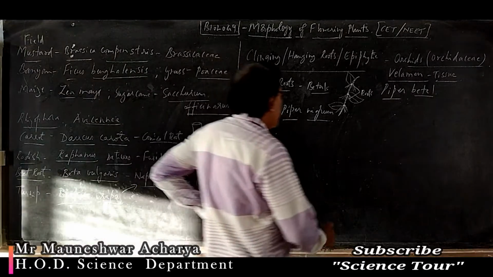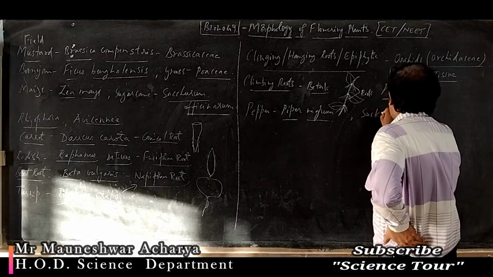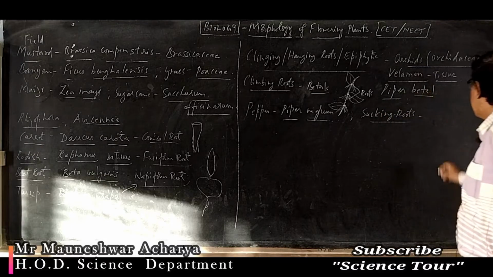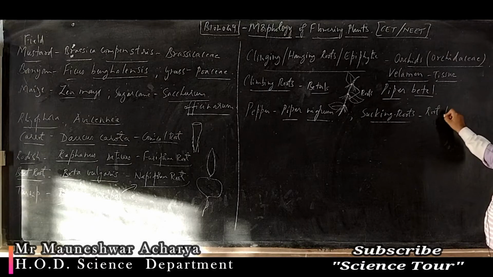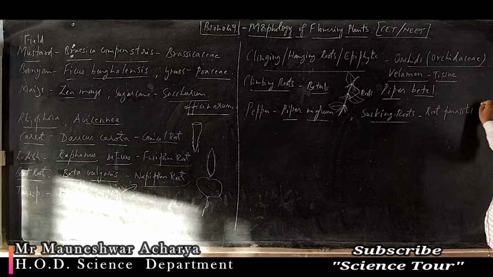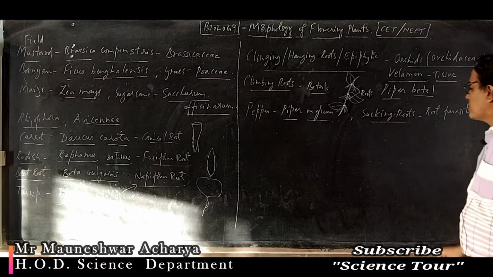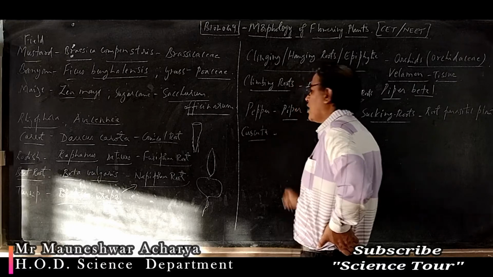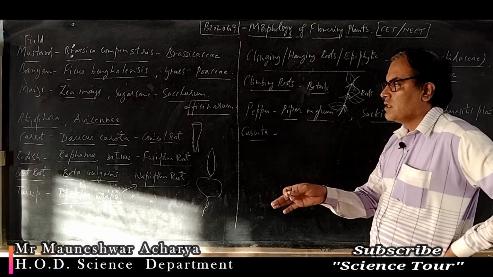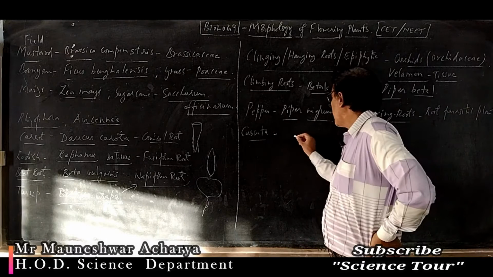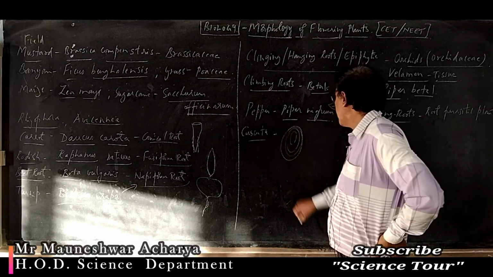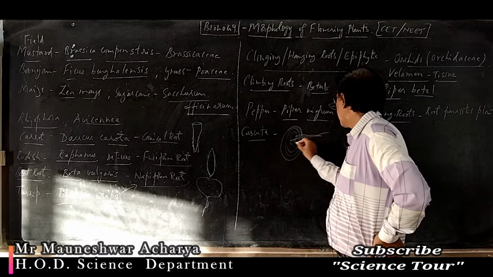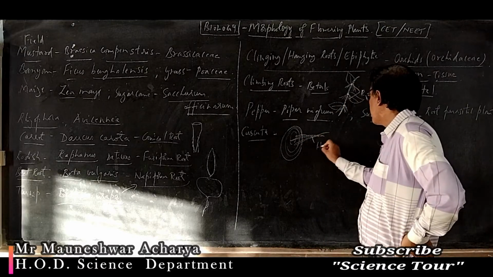Sucking roots, in case of root parasitic plants, such as Cuscuta. What is that plant name? Cuscuta. See, this Cuscuta has roots, and these roots go into the host plant. They have a root-like structure called haustoria.